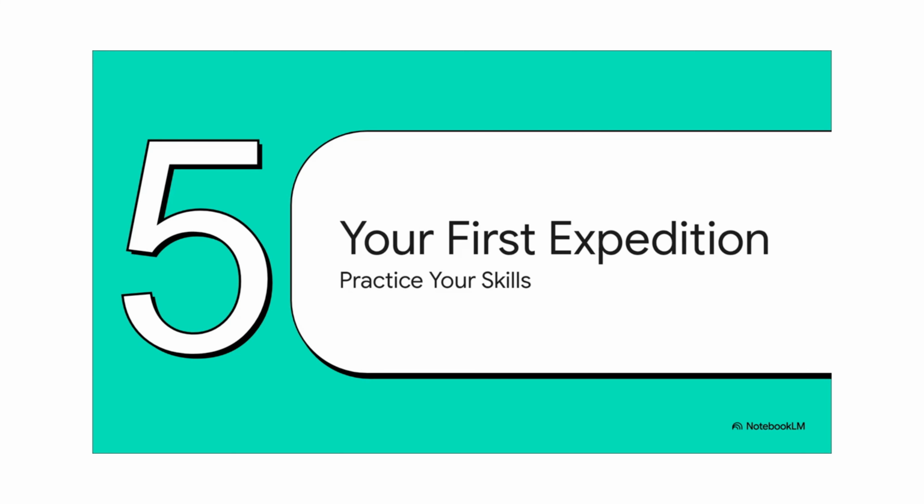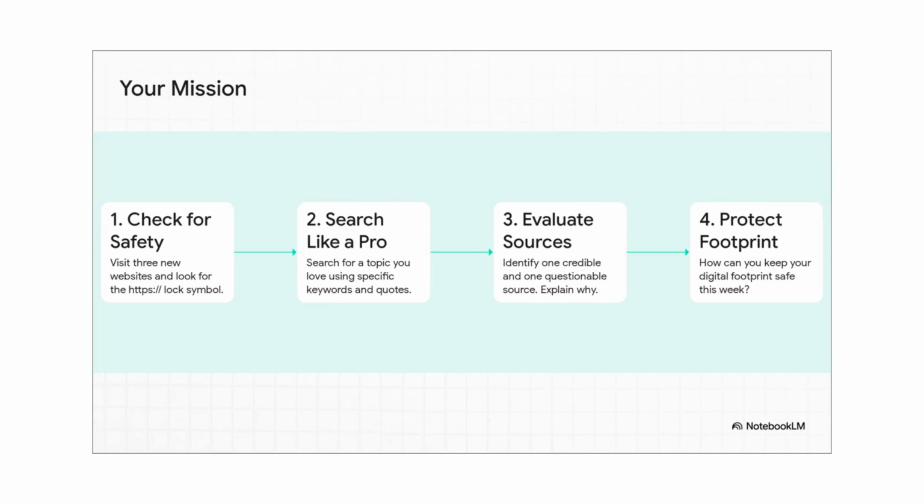It's time for your very first expedition. Here is your mission, should you choose to accept it. Sometime this week, go visit 3 new websites, and the first thing you do is look for that little lock symbol. Then, search for something you're really interested in. Use those specific keywords and quotes. Try to find one site you think is trustworthy and one that feels a little sketchy, and ask yourself why. And finally, just think of one small thing you can do to keep your digital footprint safe. This is how you really make these skills stick.